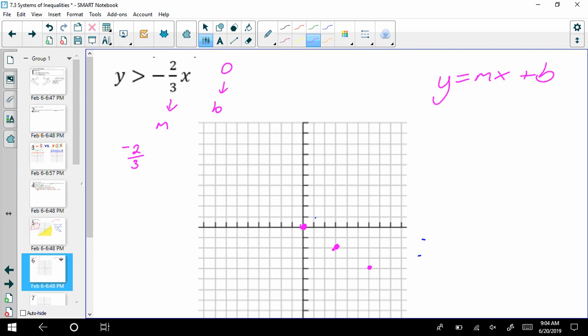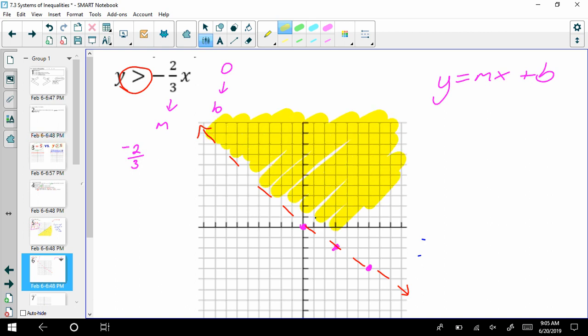Down 2, right 3. Now notice on this one, there is no equal to bar. So that means we are going to have a dashed line. And again, the purpose of that means if the point lands right on the dashed line, it would not be a solution because I cannot be equal to. I strictly need to be greater than. Now, if you want to do the shading without even messing with the test point, think of it, y is greater than. Greater than means greater than the line, so literally it means above. Greater than the line, above the line.